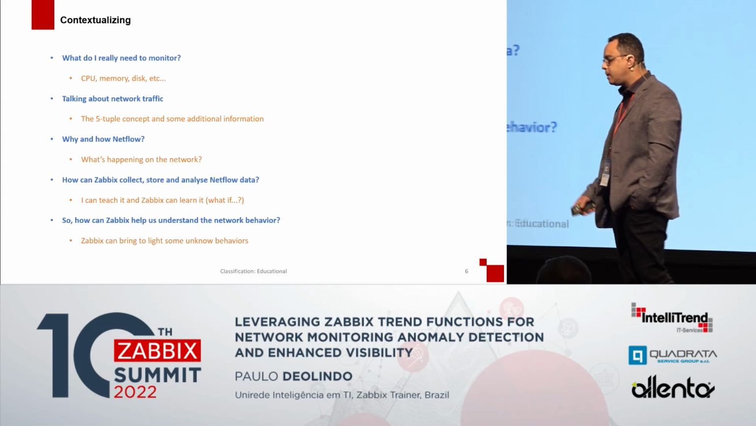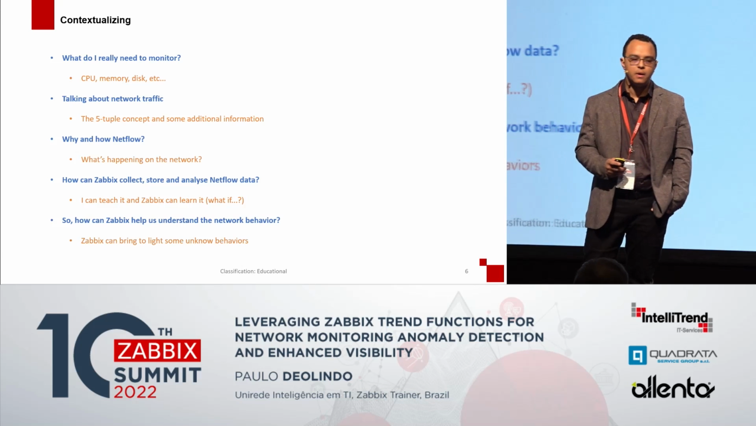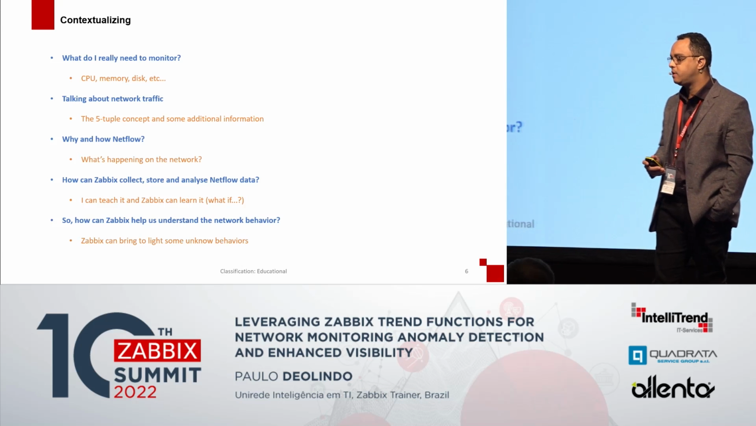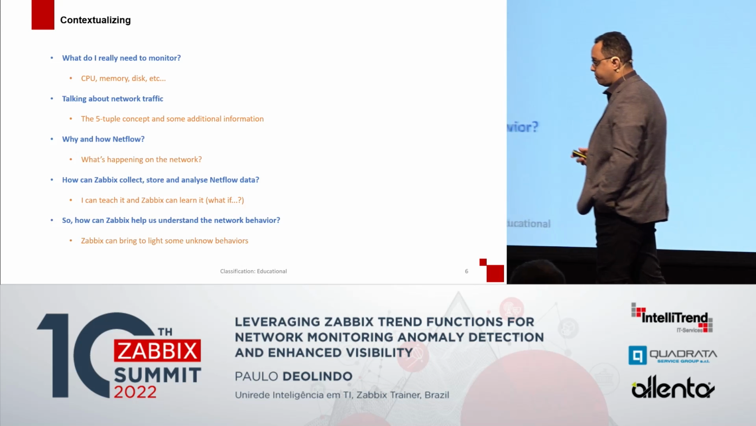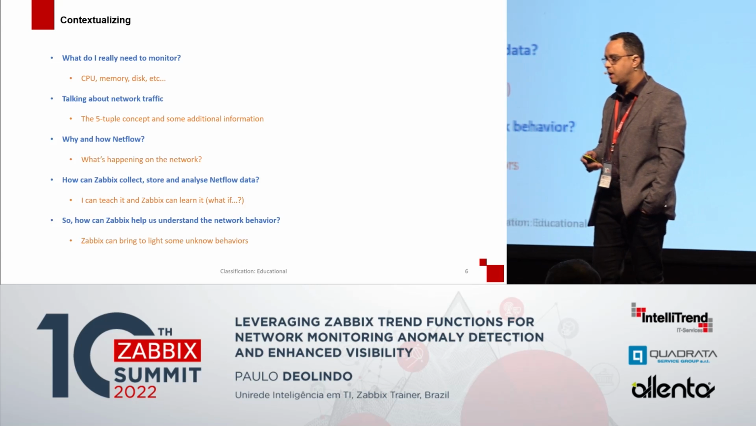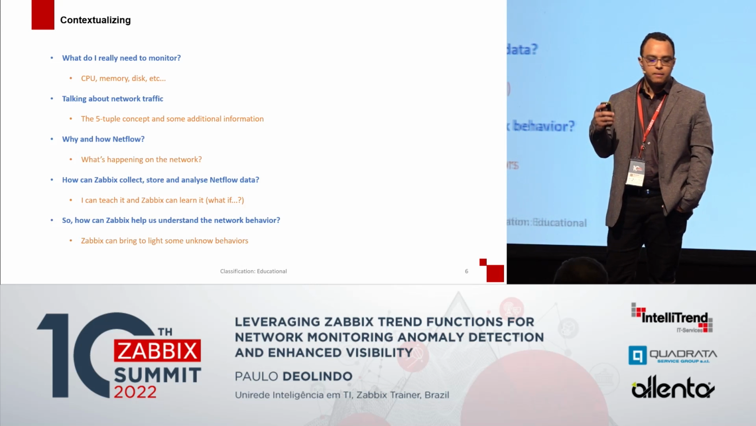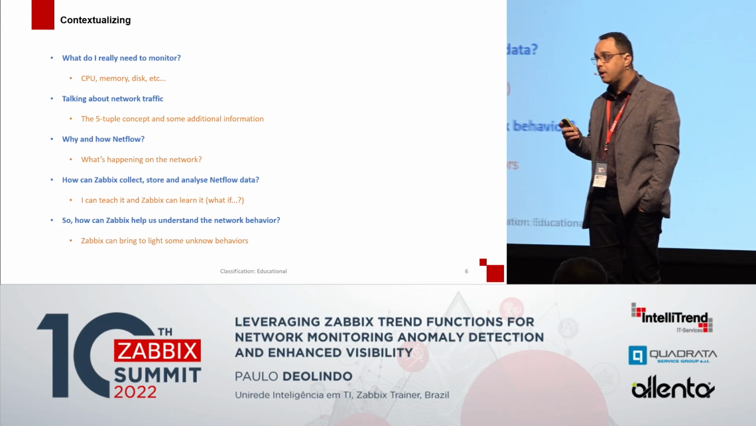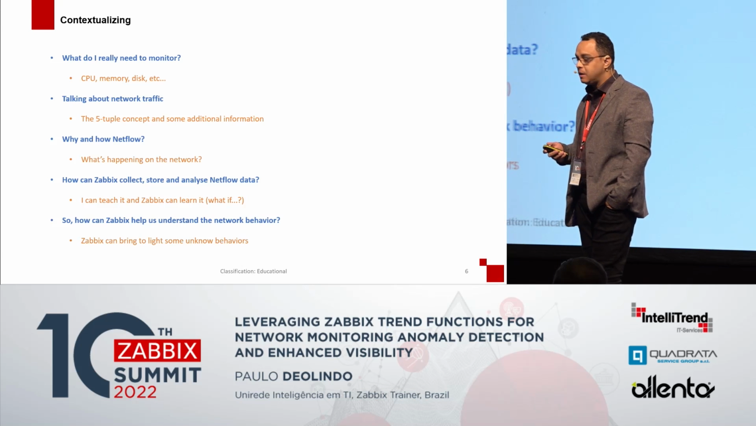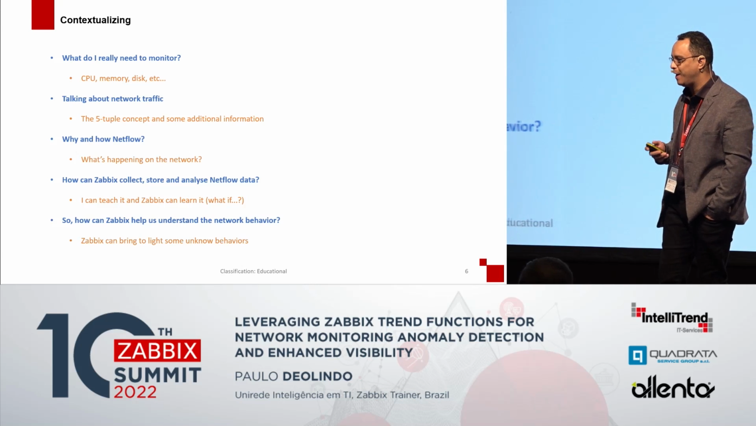Contextualizing, what do I really need to monitor in an IT infrastructure environment? Commonly, I've been looking for and monitoring some components of the operational layer of this infrastructure, like CPUs, memories, network interfaces, some resources like bytes consumption, percentage consumption, incoming and outgoing traffic. It's okay monitoring, but it's not enough.